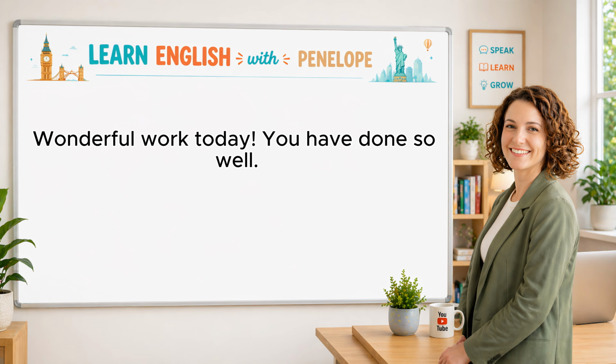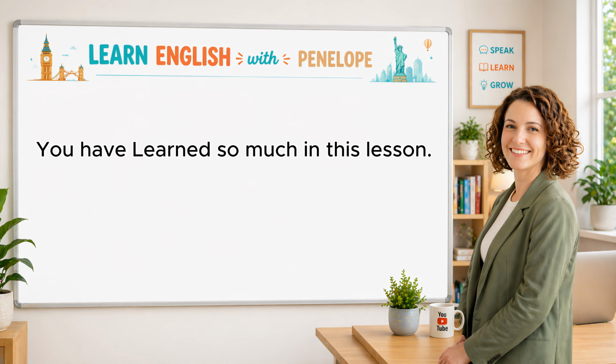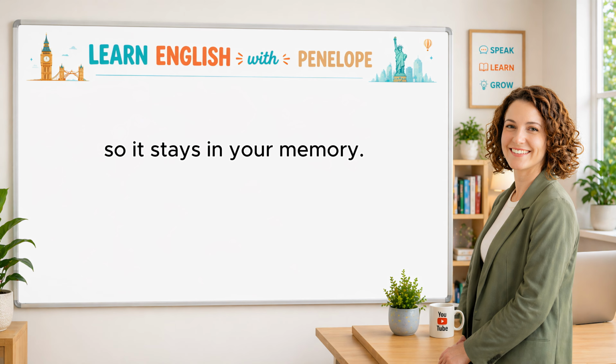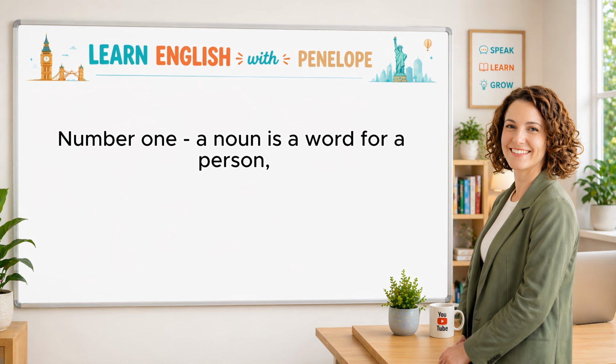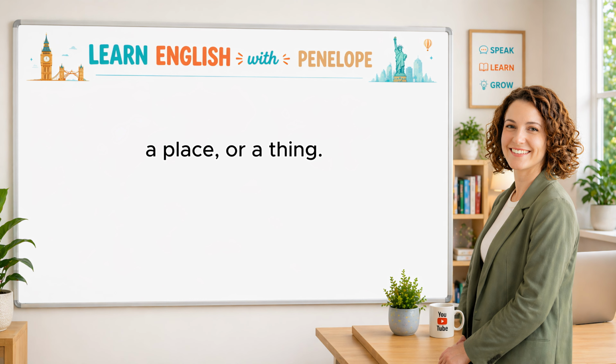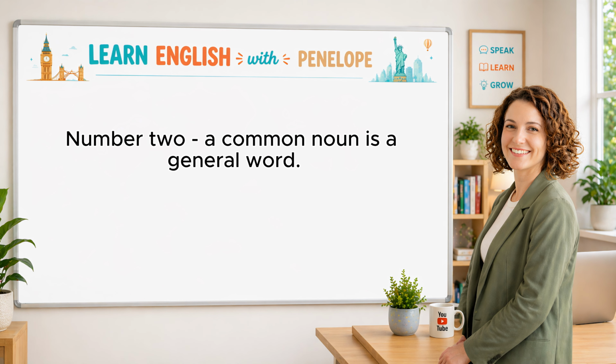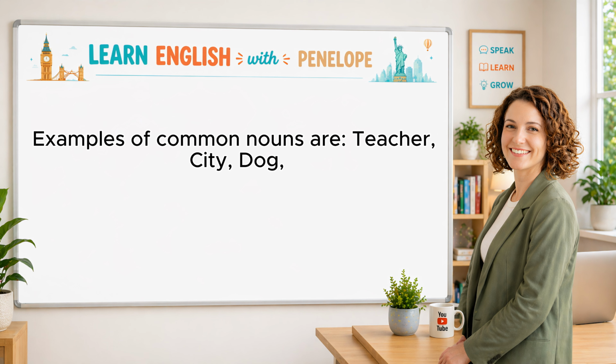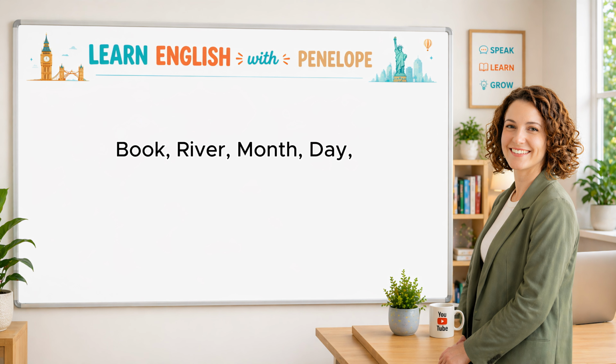Wonderful work today. You have done so well. You have learned so much in this lesson. Let us review everything together one more time so it stays in your memory. Number 1, a noun is a word for a person, a place, or a thing. Number 2, a common noun is a general word. It is not specific. It does not have a capital letter. Examples of common nouns are teacher, city, dog, book, river, month, day, language, country, and company.